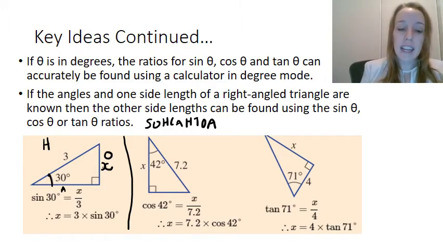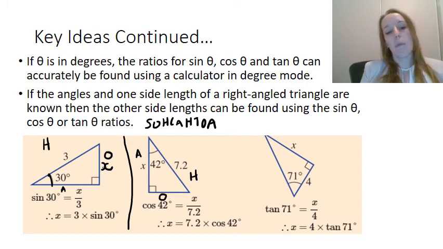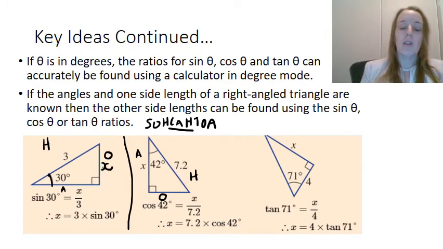So for our second example here, we have got our hypotenuse, our adjacent, and our opposite side. This time we're looking at hypotenuse and adjacent, which you know is cos. So the cos of our angle, which is 42, so cos 42 equals our adjacent side, which is x, over our hypotenuse, which is 7.2.